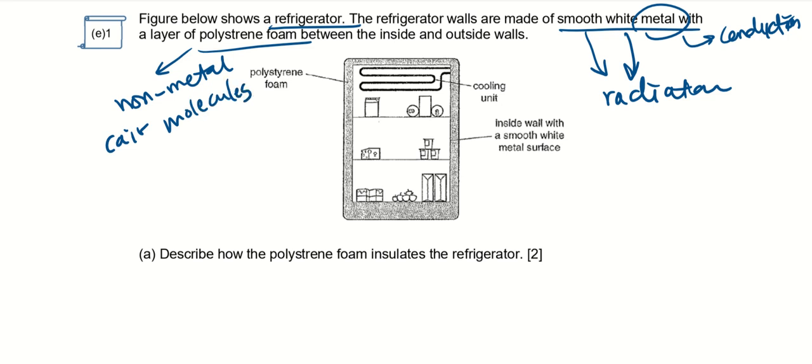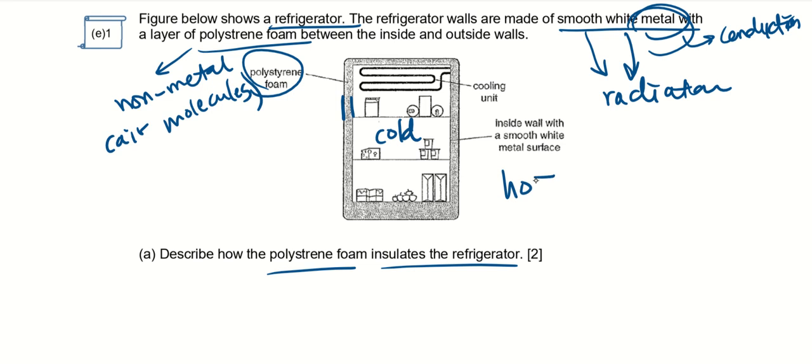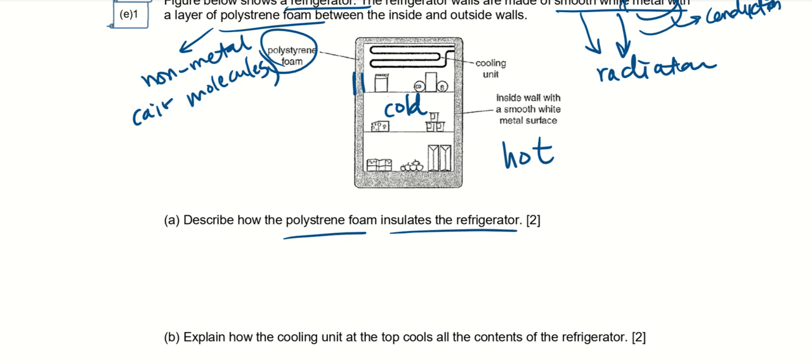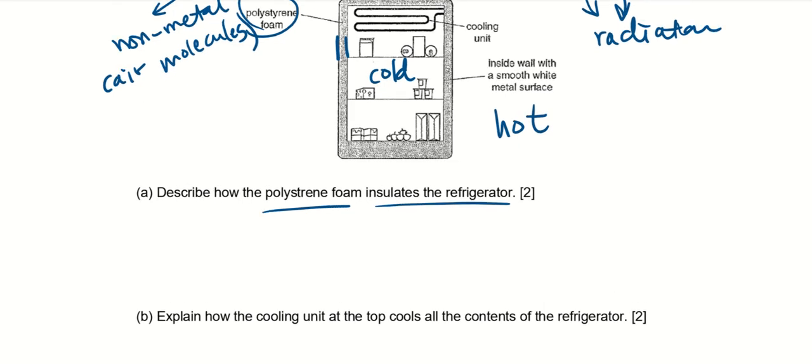Okay, so why do they use metal? Because metal is very durable, right? But take note that the polystyrene foam is in between this layer of metal, which is in between the inside and outside walls. So now describe how polystyrene foam insulates the refrigerator. In the fridge it is cold, and of course externally it will be warm, right? That's why we put things in the fridge to cool them down. So how does this polystyrene foam insulate the refrigerator?